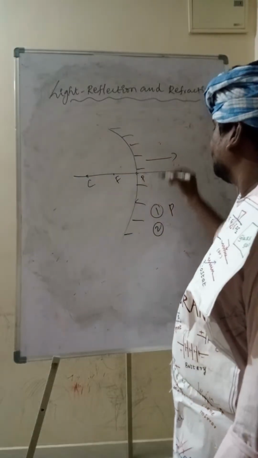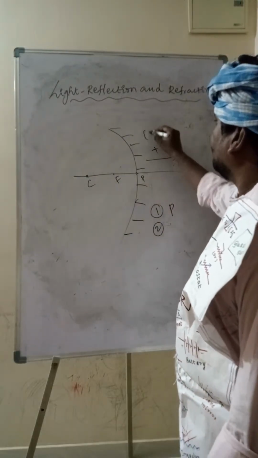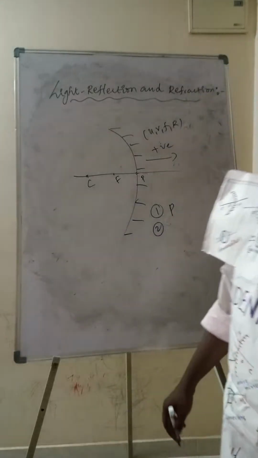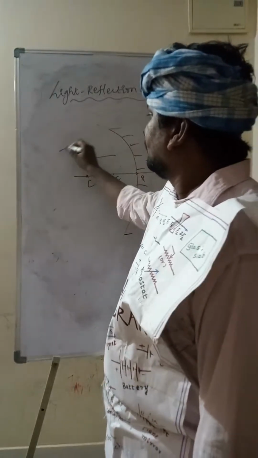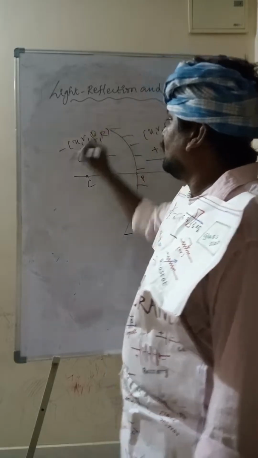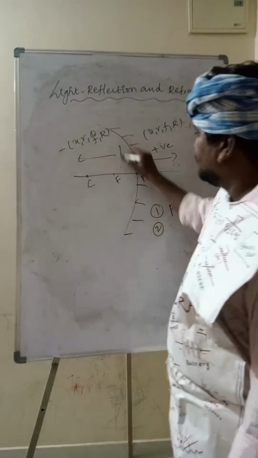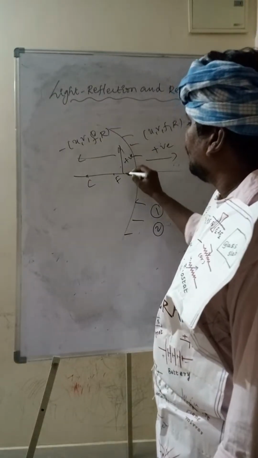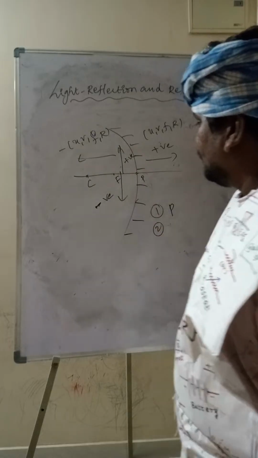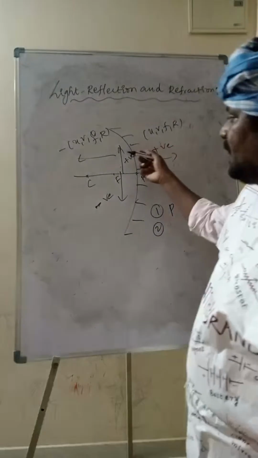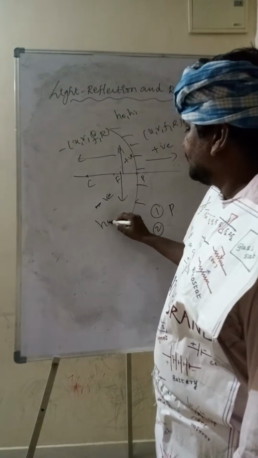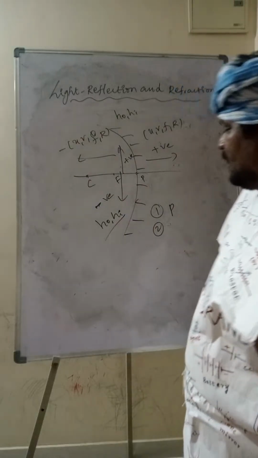In the direction of the incident ray is positive: object distance, image distance, focal length, radius of curvature are positive. Opposite to the incident ray, object distance, image distance, focal length and radius of curvature are all negative. Above the principal axis, height of the image and height of the object are positive. Below the principal axis, height of the object and height of the image are negative.